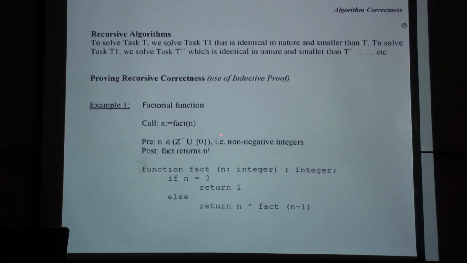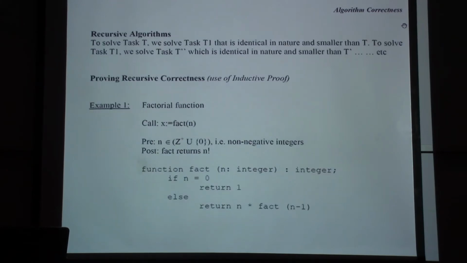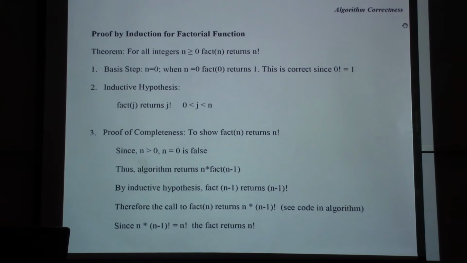this condition for this big n value is false. So therefore we know we're going here. We have to say this is false because we have to show that we're not going to return 1. So we know that n equal to 0 is false. Therefore the algorithm returns n times fact of n minus 1. Why? Because that's the code.